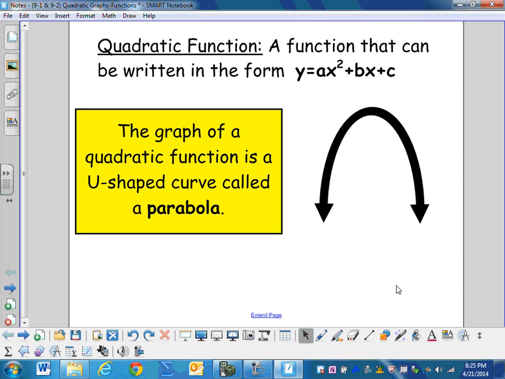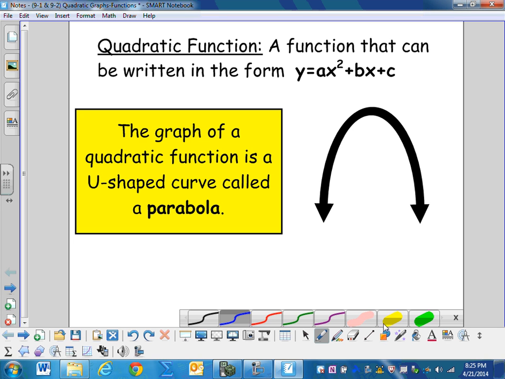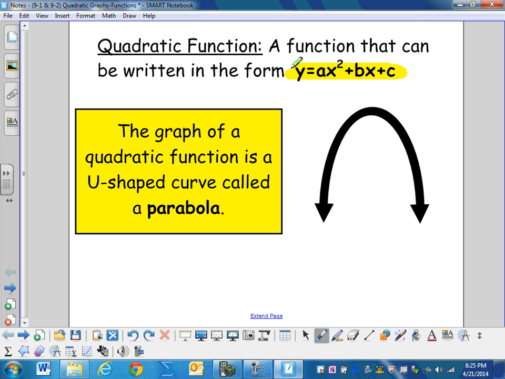A quadratic function is a function that can be written in the form y equals ax squared plus bx plus c. This is the standard form for a quadratic function. The graph of a quadratic function is a U-shaped curve called a parabola. And here's an example.